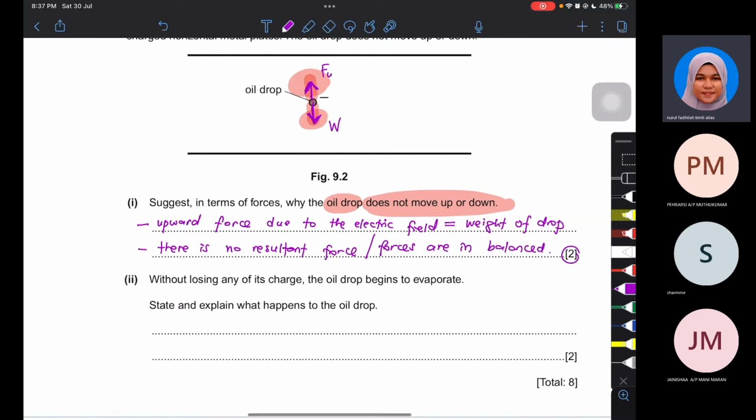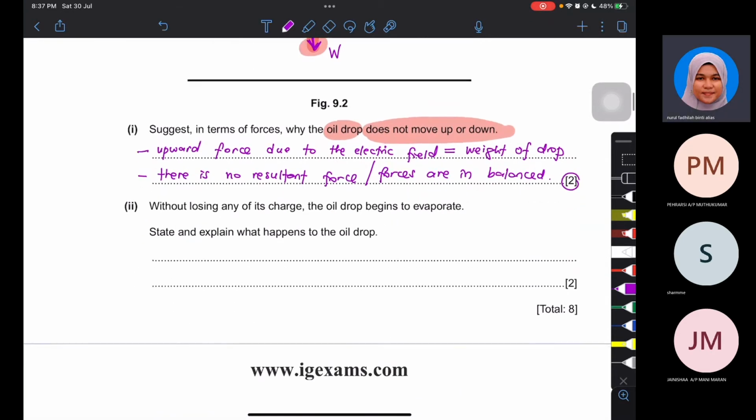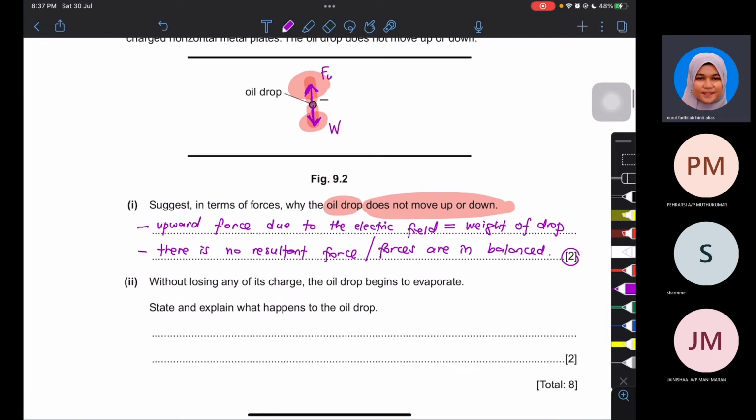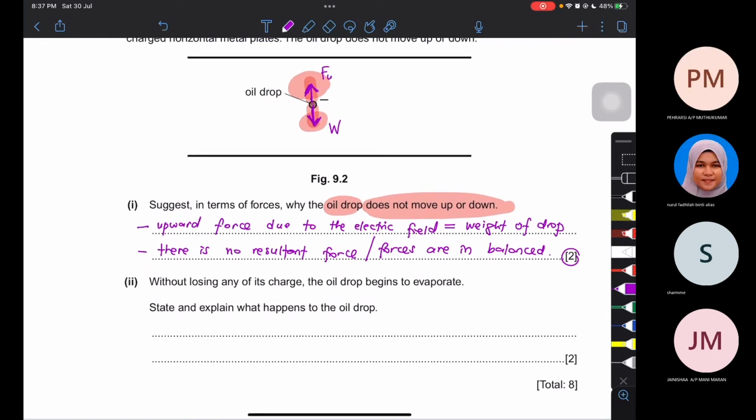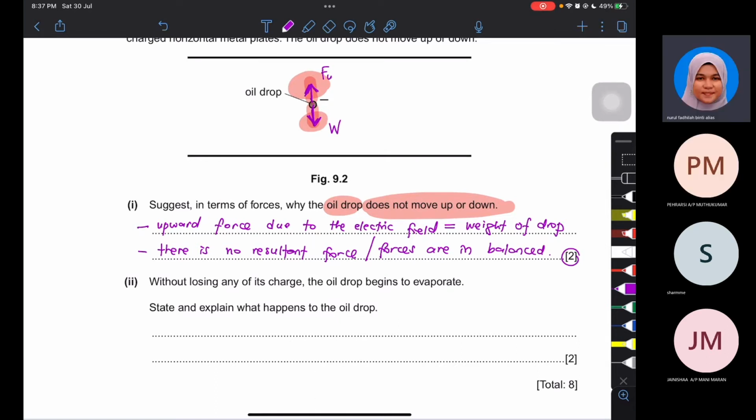Now, for this question, can we talk about equilibrium? Yes. Who is in equilibrium? The oil drop. So we say the oil drop is in equilibrium. That means there is no resultant force.